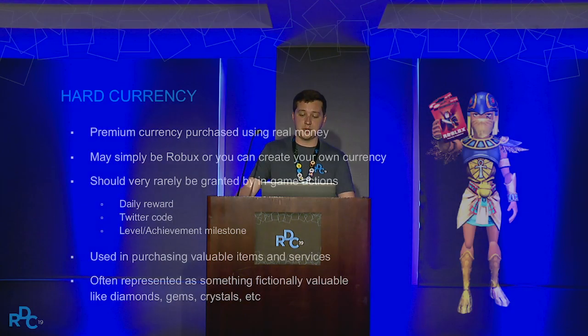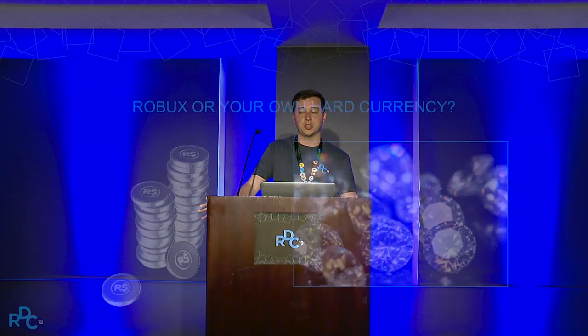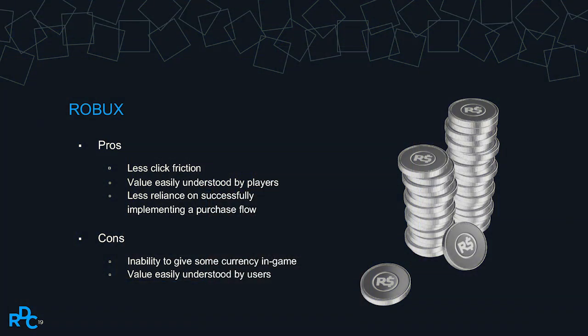So hard currencies are premium currency that's used for maybe some of the cosmetics or more valuable items in your game. You purchase them with real money, and they can be either Robux or your own hard currency. And we'll go into the pros and cons for each of those in a minute. So they're often represented as something that's fictionally valuable. So most commonly you see gems or diamonds or something like that, but you can really tie it to whatever the fiction is of your game. So the question becomes, do I use Robux or do I use hard currency? I'm going to go through some of the pros and cons for each of these.